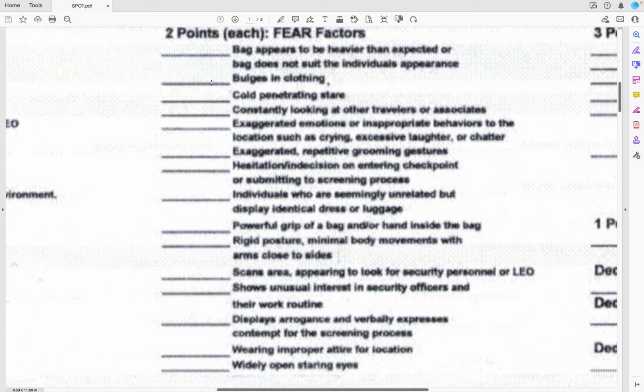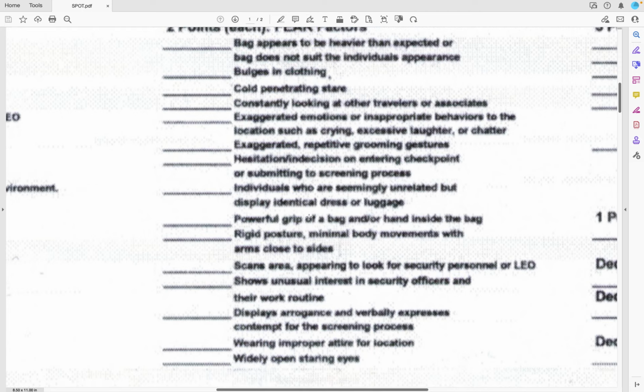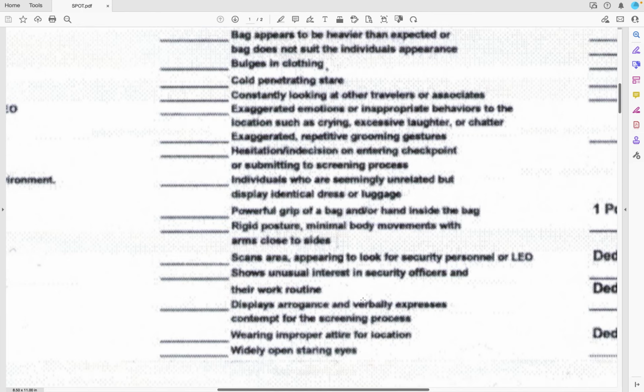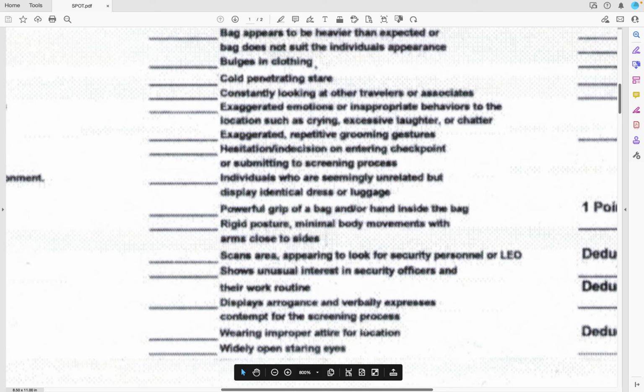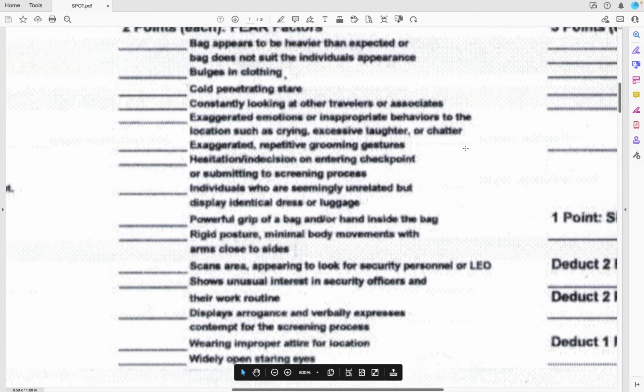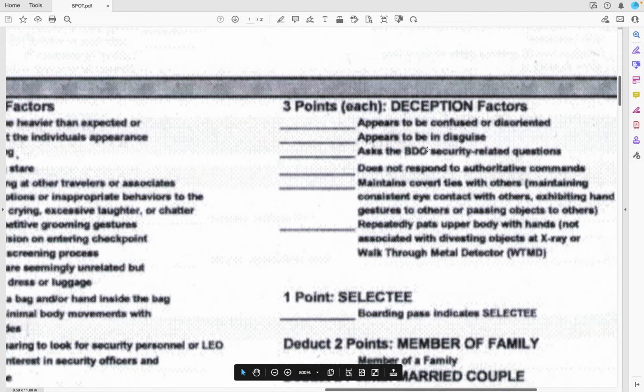These are worse, so they'll give you 2 points. If you have some sort of bulge in clothing, if you exaggerate your emotions, like excessively laughing or crying, those types of things. If you're holding your bag too tightly. If you're looking around, looking to see where police and security agents are, that could be it. If your attire is not appropriate, like coming to Montreal in the winter wearing shorts. Widely open staring eyes.